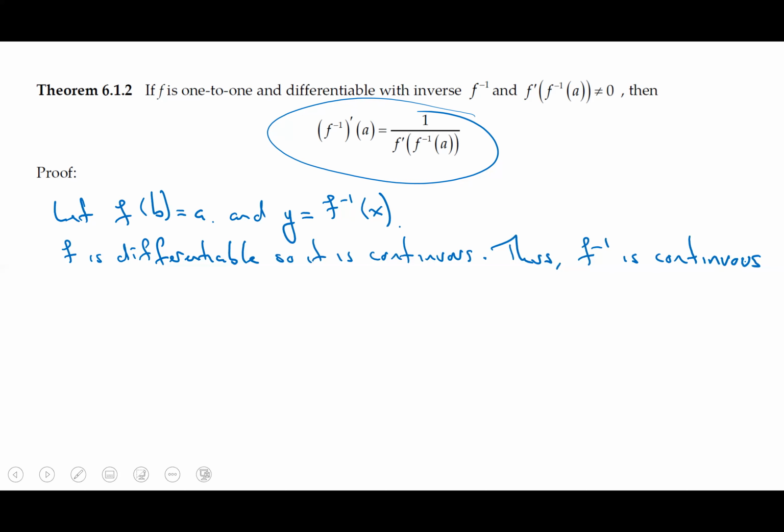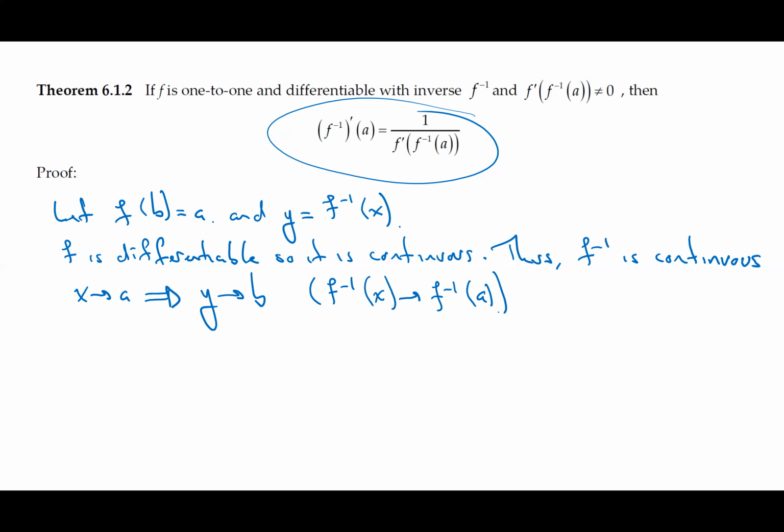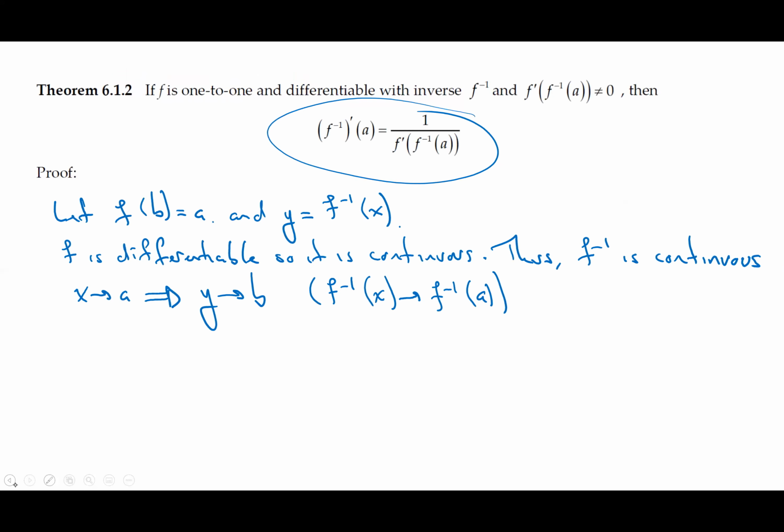let's see. So if we have x approaching a, then that really tells me that y is approaching b, right? Another way of thinking of that is that f inverse of x is approaching f inverse of a, okay? And so at this point, we're going to actually start applying some definitions here, okay?